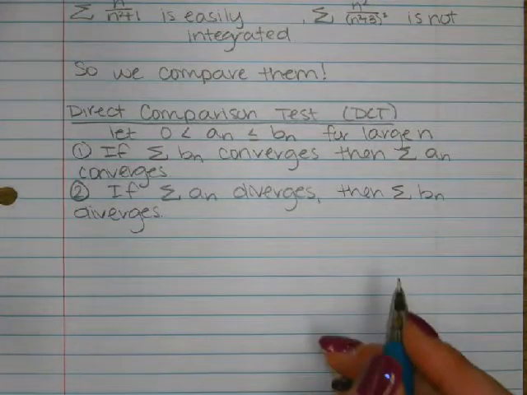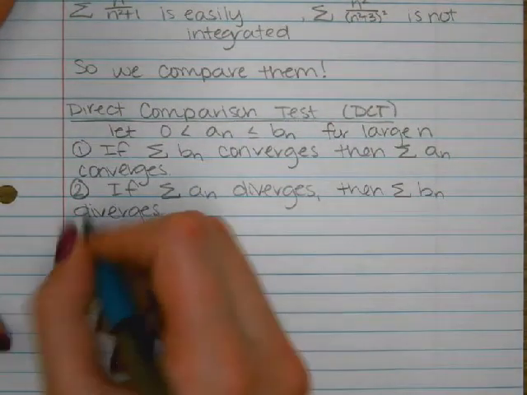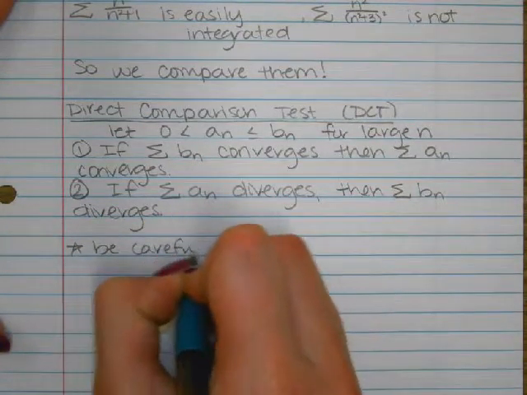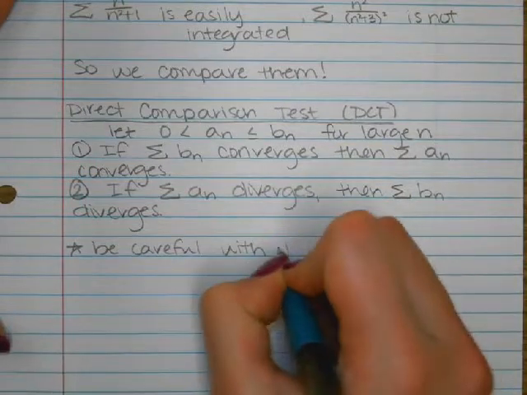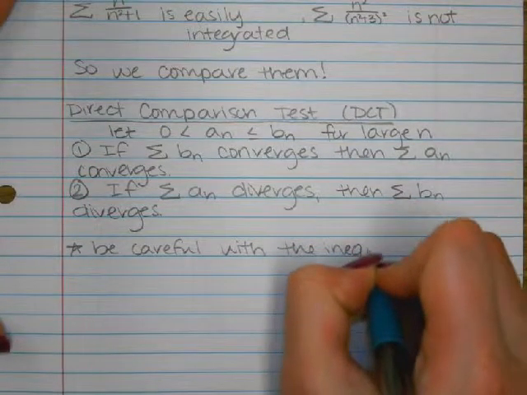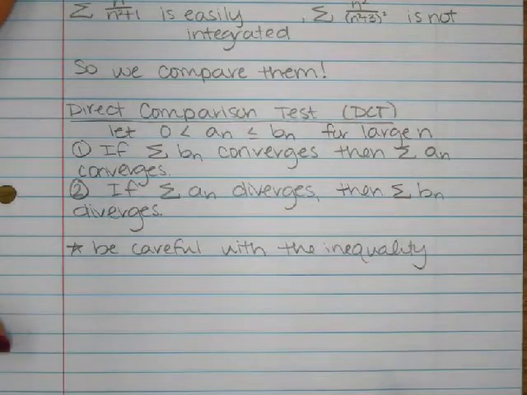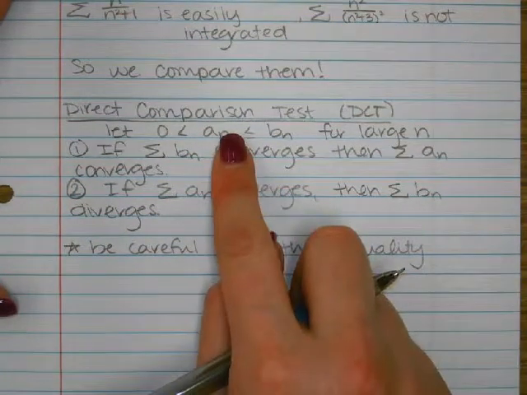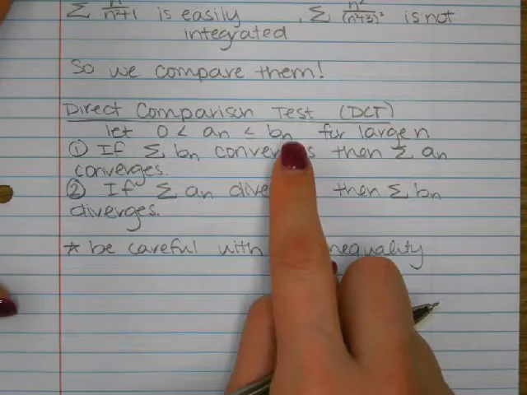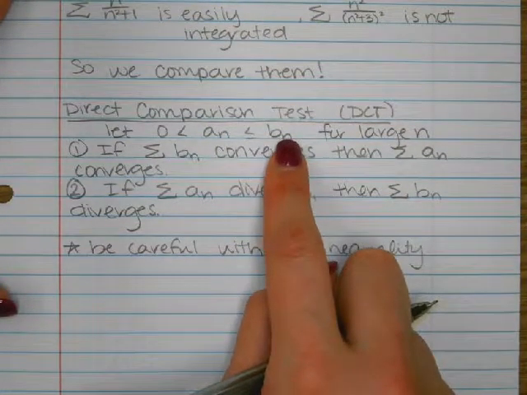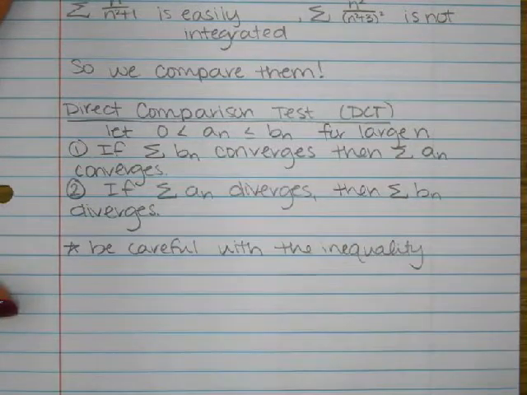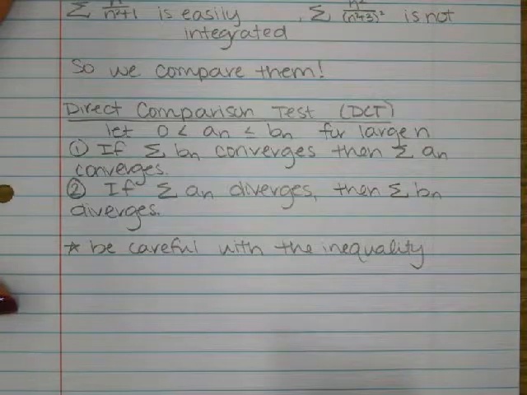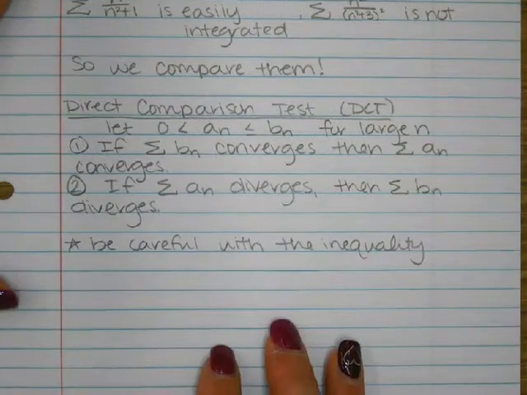All right, so let's make a note to ourselves to be careful with the inequality. Because you're not going to be able to check, let's say you want to check for divergence, and you find that this one diverges, so you want to conclude that that one diverges. That's not a conclusion we can make based off of this test. So just be careful that you're making the right conclusions. These are two very specific circumstances.